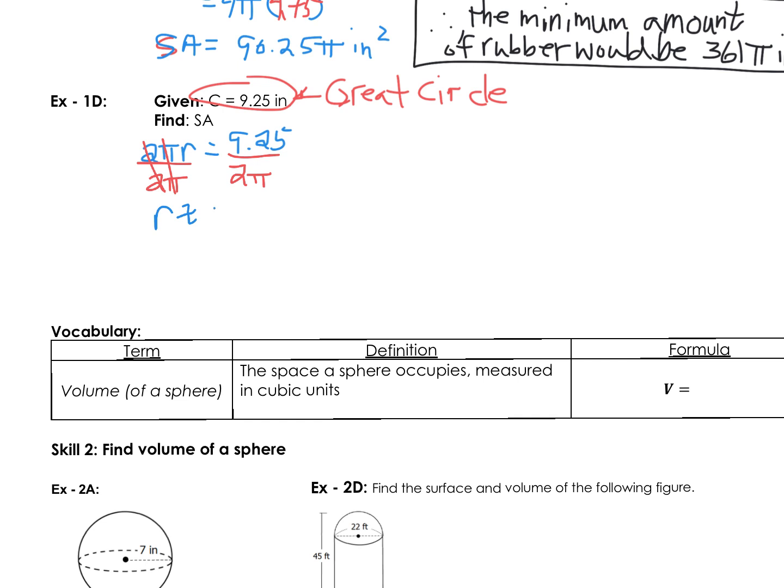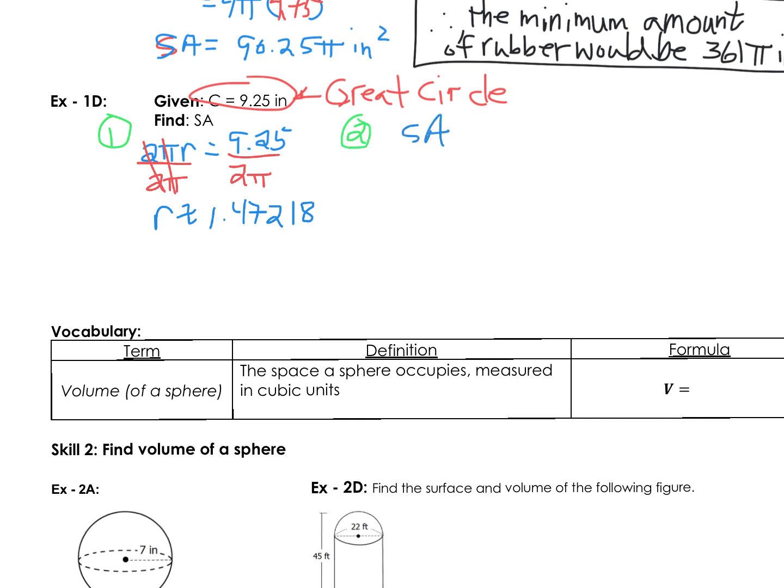which gives me approximately 1.47218. So you want to go out to 5 decimal places because we're going to use this to actually figure out what we want to do. So this was step 1. Now step 2, now that I have my radius, I can find my surface area.